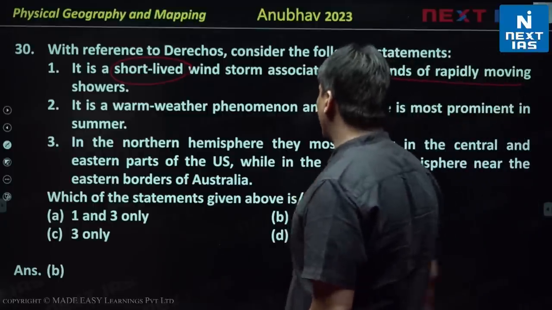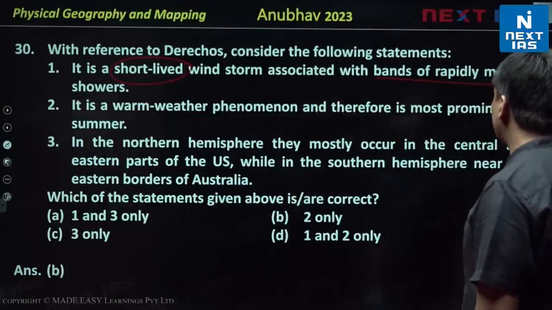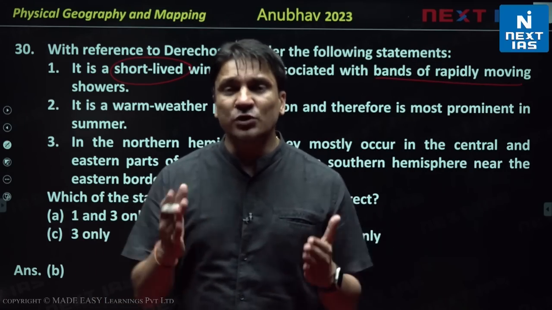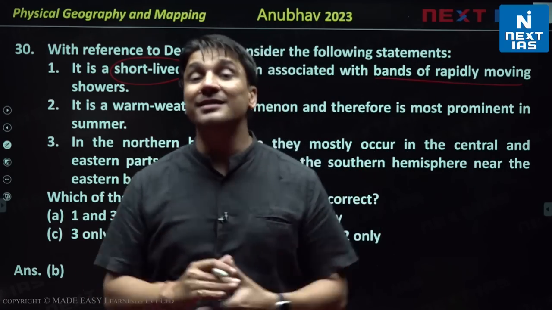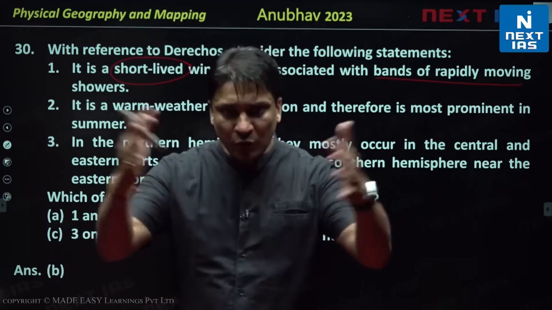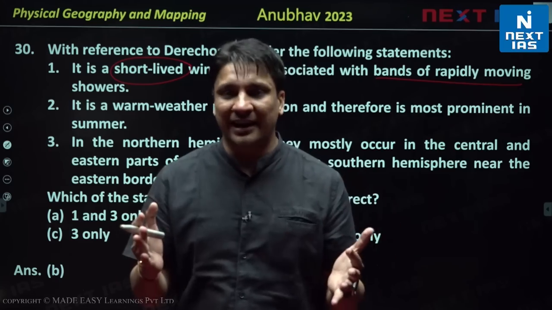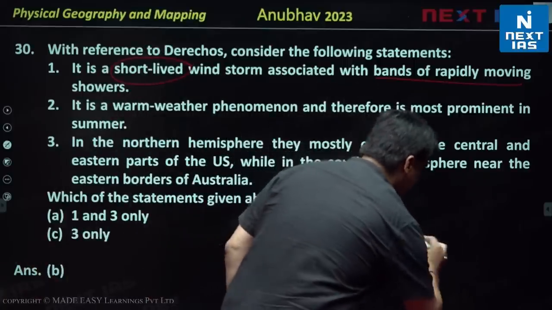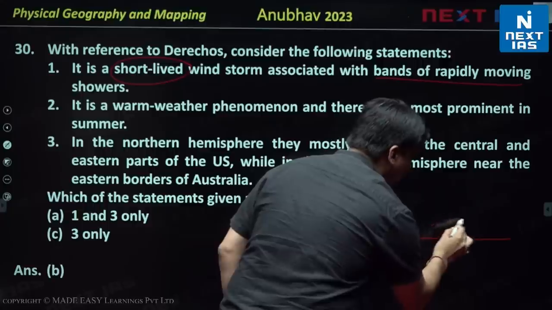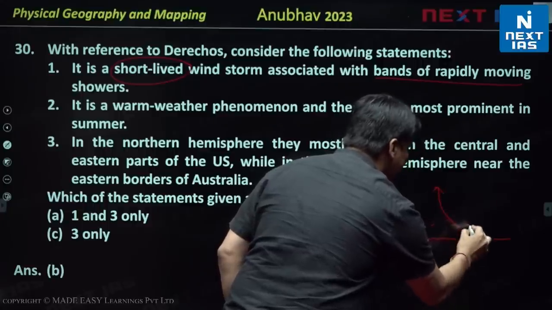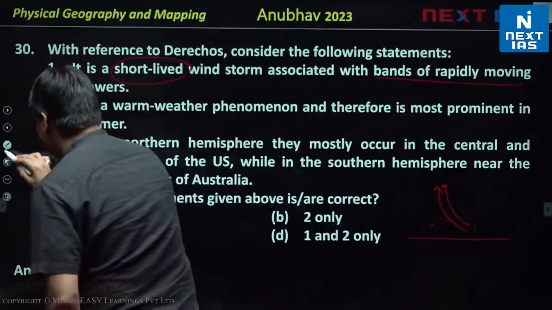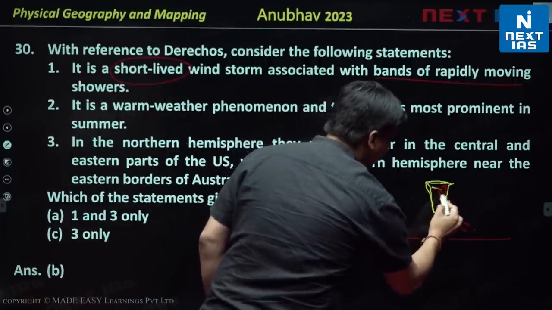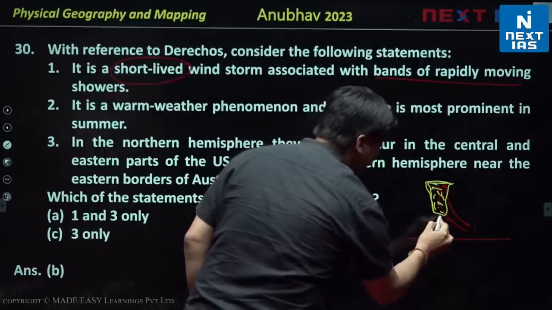It is a warm weather phenomenon and therefore is most prominent in the summer season. That's correct. Actually, derechos are associated with large scale thunderstorms. Thunderstorm means a zone of convectively unstable air and cumulonimbus clouds. So let me help you understand how they develop. Imagine this is the area, and this area has warm and moist air. Warm and moist air rises, clouds form, and cumulonimbus clouds cause heavy rainfall.